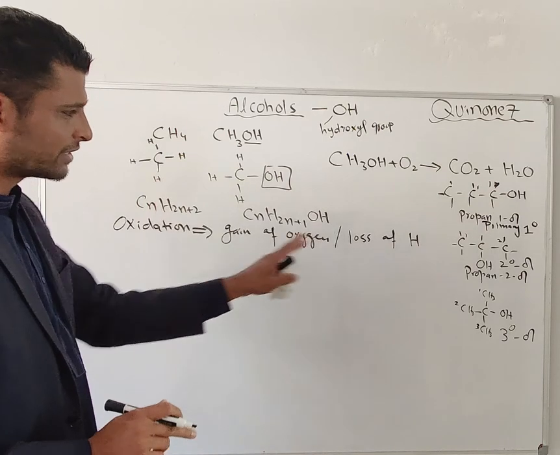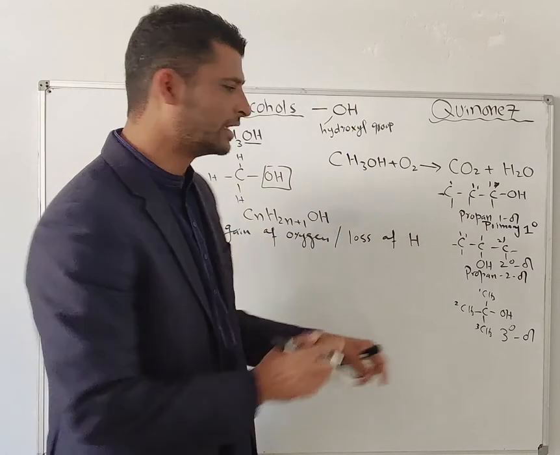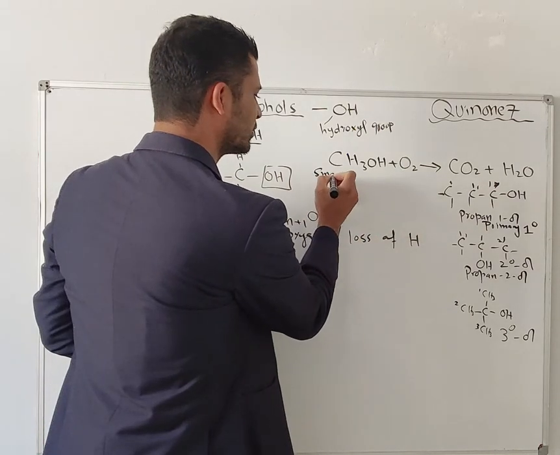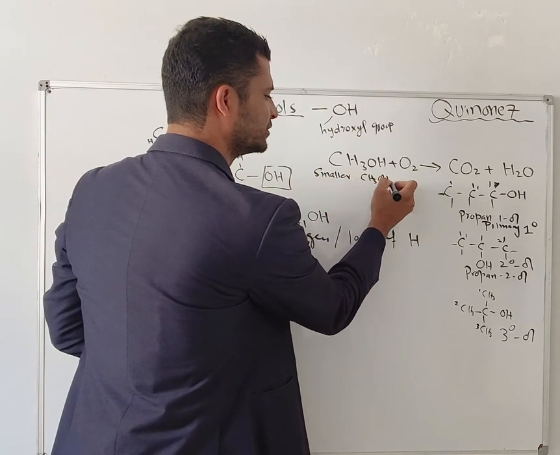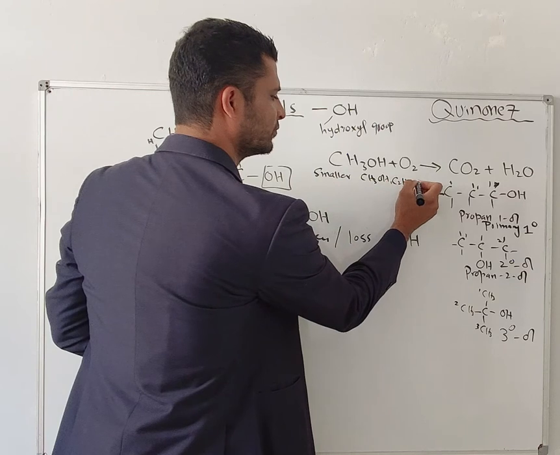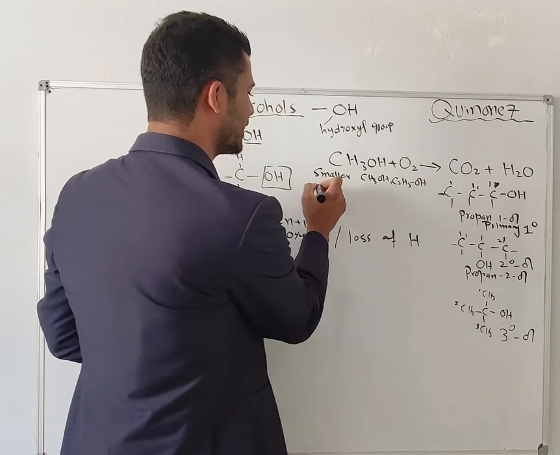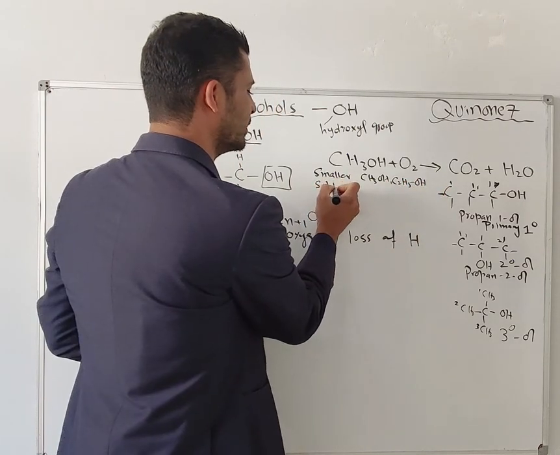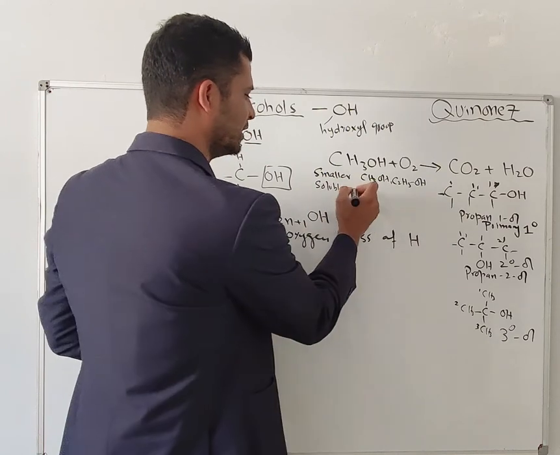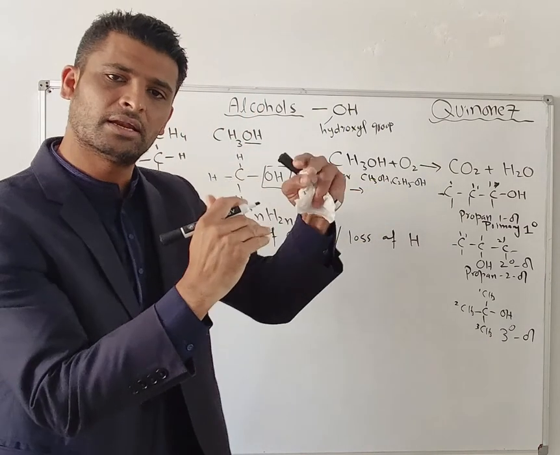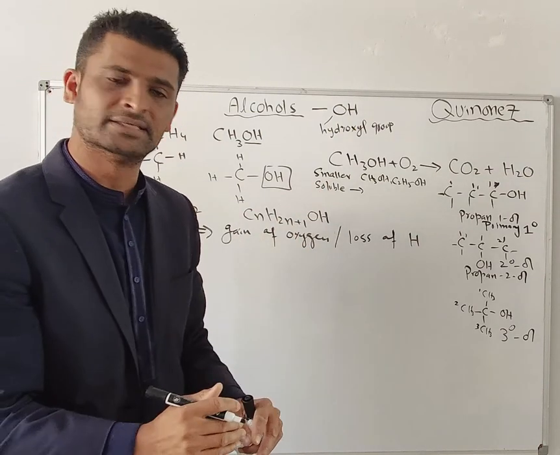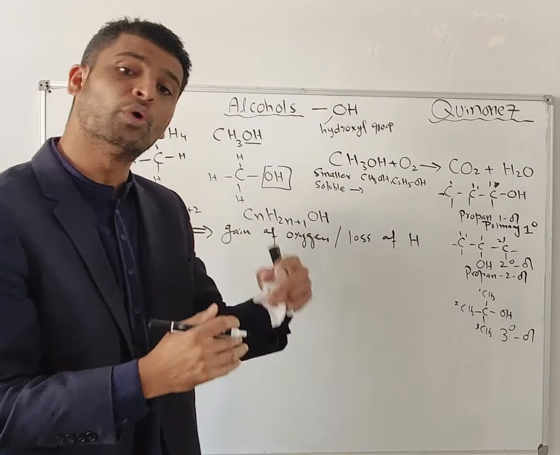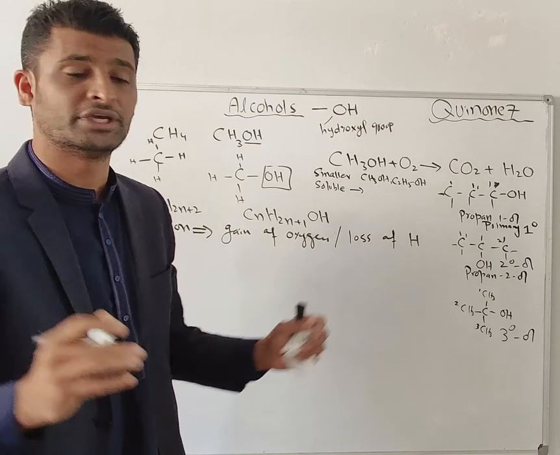Now, before we get into that, let me clear a point here. The smaller alcohols like CH3OH and C2H5OH are more soluble in water. They are soluble in water, but as the carbon chain increases, the solubility decreases. Melting point and boiling point also increase as the carbon chain increases.